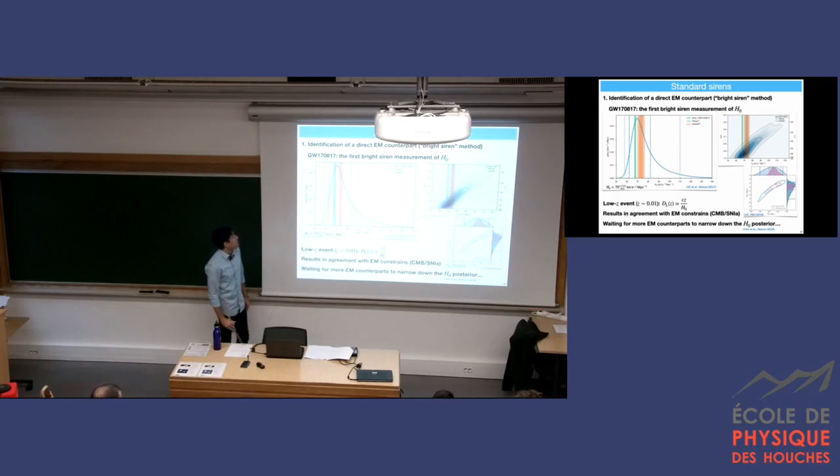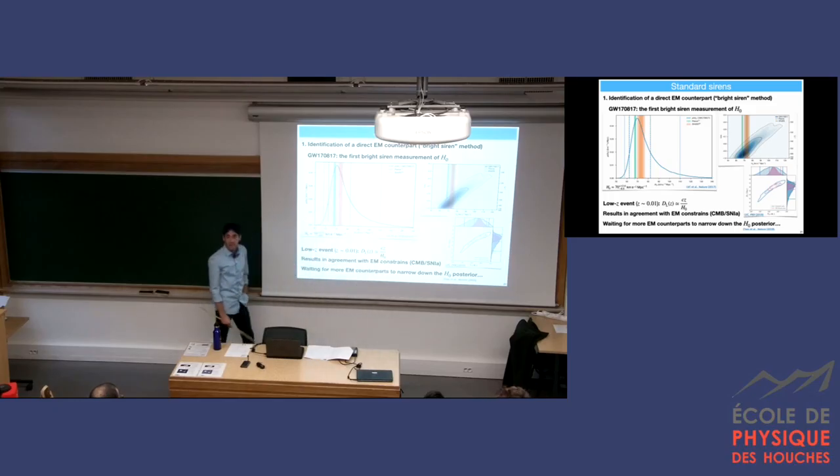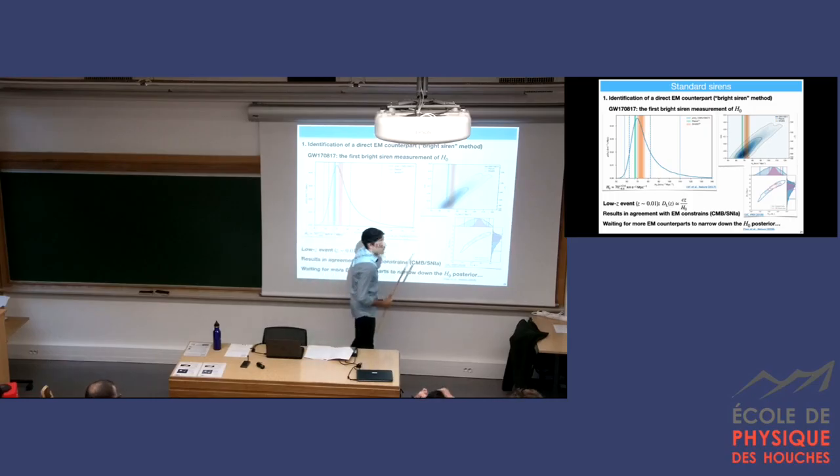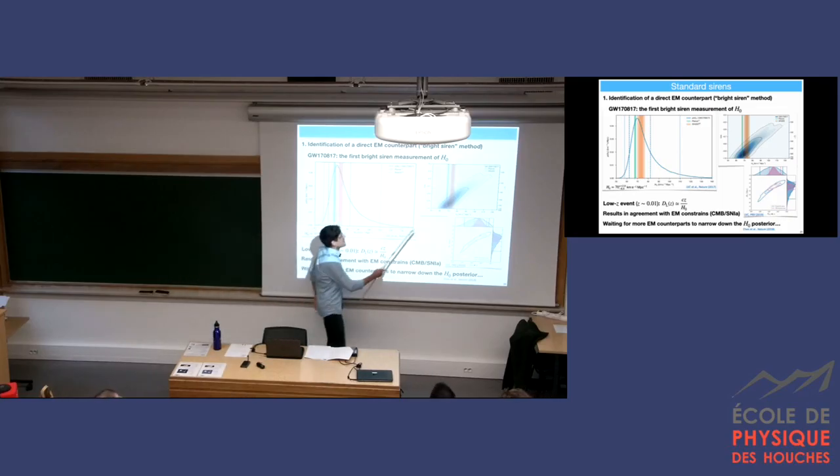Secondly, you can see the shape of this posterior, no? And for example, you can see that there is a large tail here on very high values of H0. Why? Well, because this is due to the degeneracy of the luminosity distance with the inclination angle of the source. You can see this, for example, in this plot.